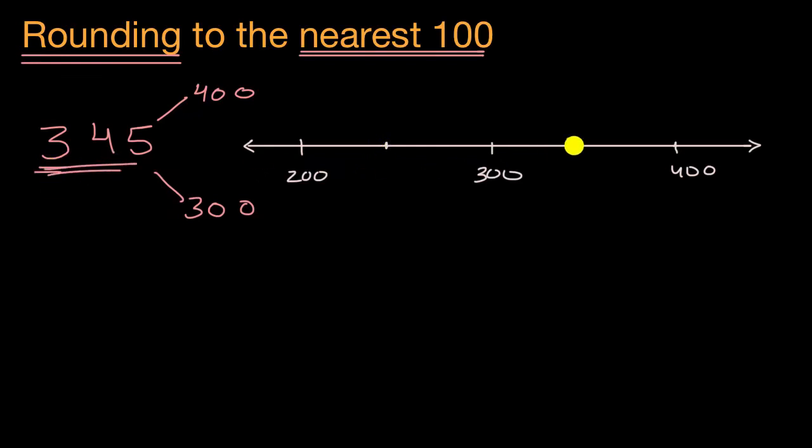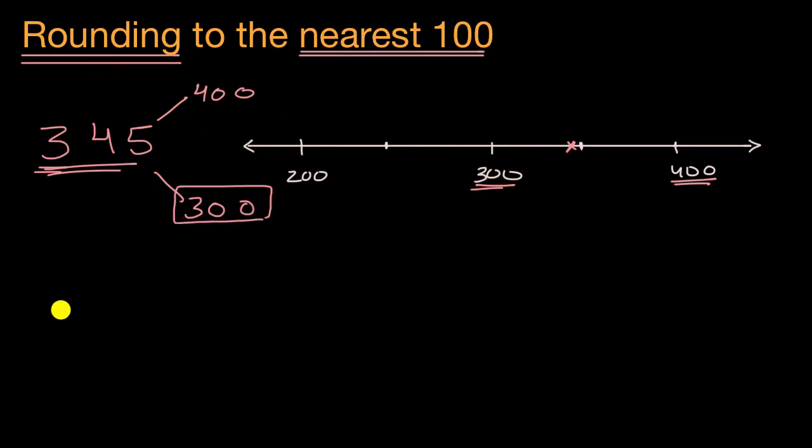Well, 345 is a little bit less than 350. It's going to be roughly right over there. So which 100 is it closer to? Are we closer to 300 or are we closer to 400? Well, you can visually see 350 is right in between. It's 50 away from 300 and 50 away from 400. So 345 is going to be a little bit closer to 300. So in this situation, if we're rounding to the nearest 100, we would round down to 300.